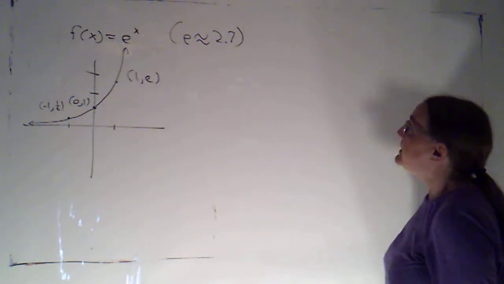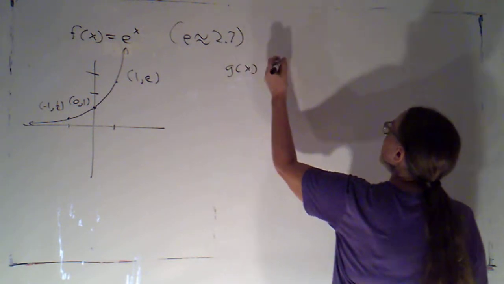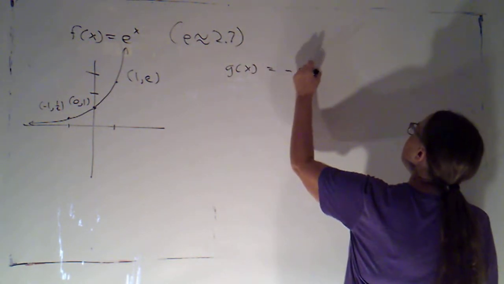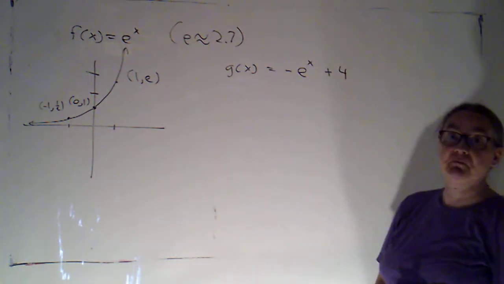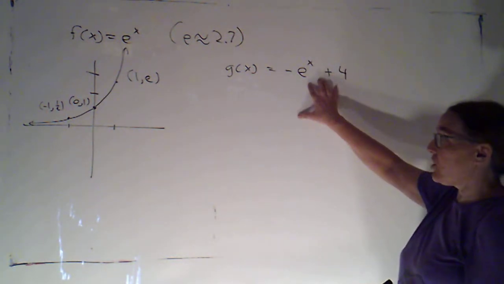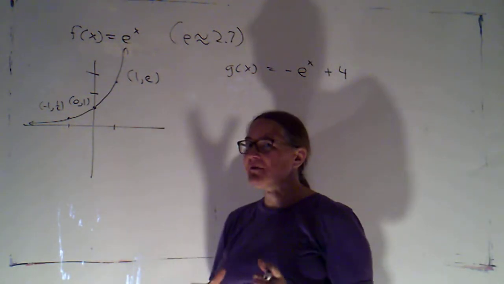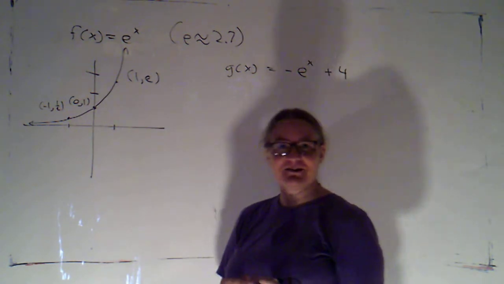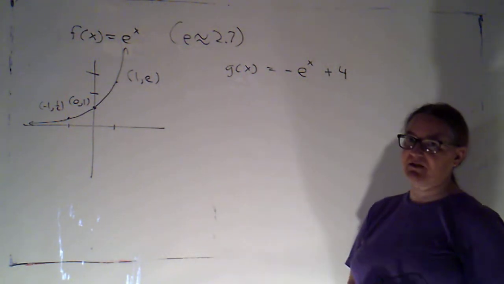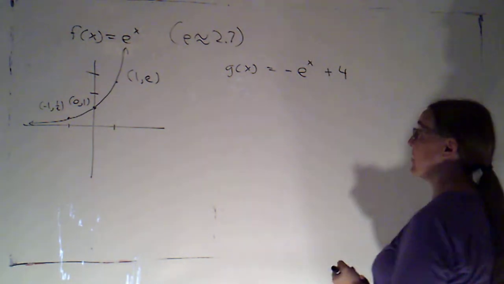Okay, now what I'd like to do is sketch g of x, which is going to be -e to the x plus 4. Okay, and I want to just show you how I expect you to label your points. I want them labeled exactly. Okay. So you're not going to be using a calculator to get decimal approximations of things. I want everything labeled exactly, which means there are going to be e's showing up.